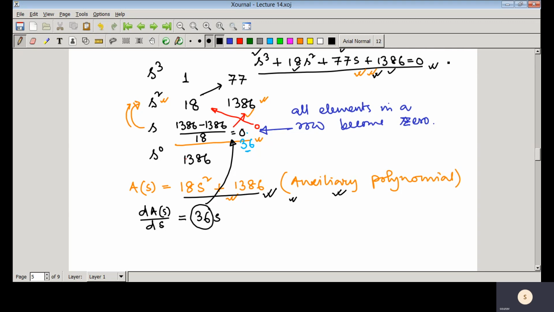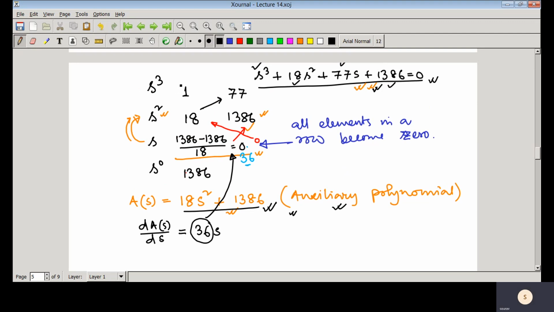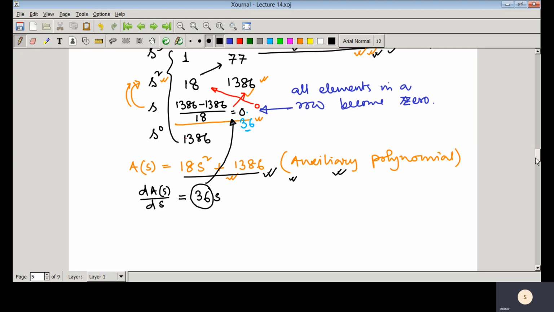And here we can see that in the first column, there is no change of sign. So no change of sign means we conclude that there is no pole on the right half of the S-plane. But here the scenario is a little bit different, because this is actually one exceptional case. So in this case, we need to understand a particular result.